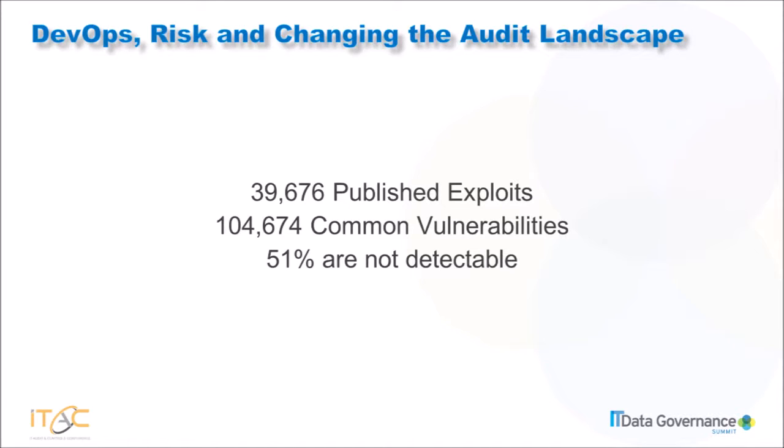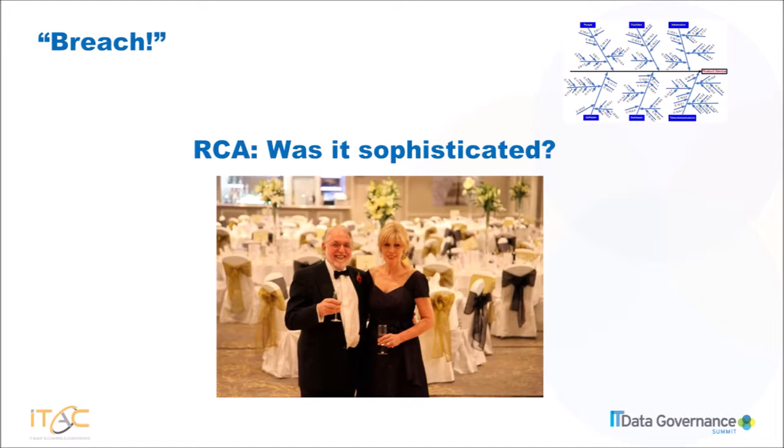There are over 39,000 published exploits available on the internet today for download, and 104,000 common vulnerabilities have been published in the CVE database. We also know from testing of honeypots that existing security architecture can only detect 49% of these threats. Back to our scenario. Was it a sophisticated attack? It doesn't sound like it. It sounds like it was a known vulnerability and it actually had a published patch that wasn't applied.